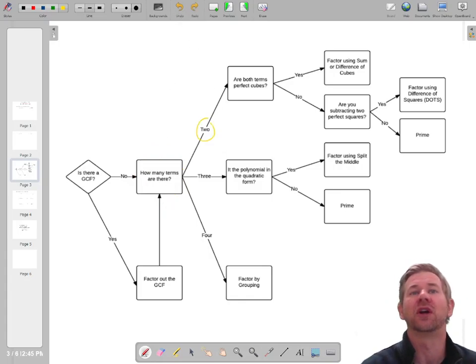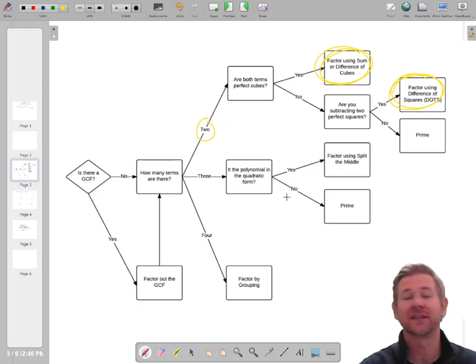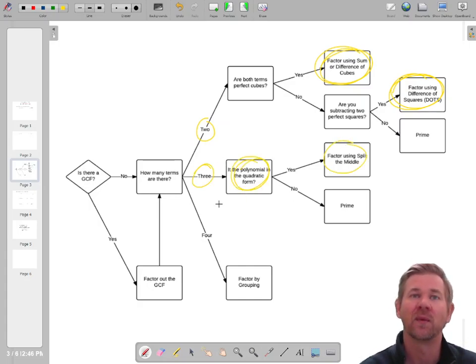If you have two terms, then it's possible they are talking about sum and difference of cubes. That's the new one. Or it's possible that it's difference of squares (DOTS). And if it's neither of those, fine. But those are the two things that you look for past GCF. If it has three terms, we're going to split the middle if it's in the quadratic form. And I'll remind you that a quadratic would look like this, with exponents 2 and 1, and I'll just make up a number here, whatever it is, doesn't matter.